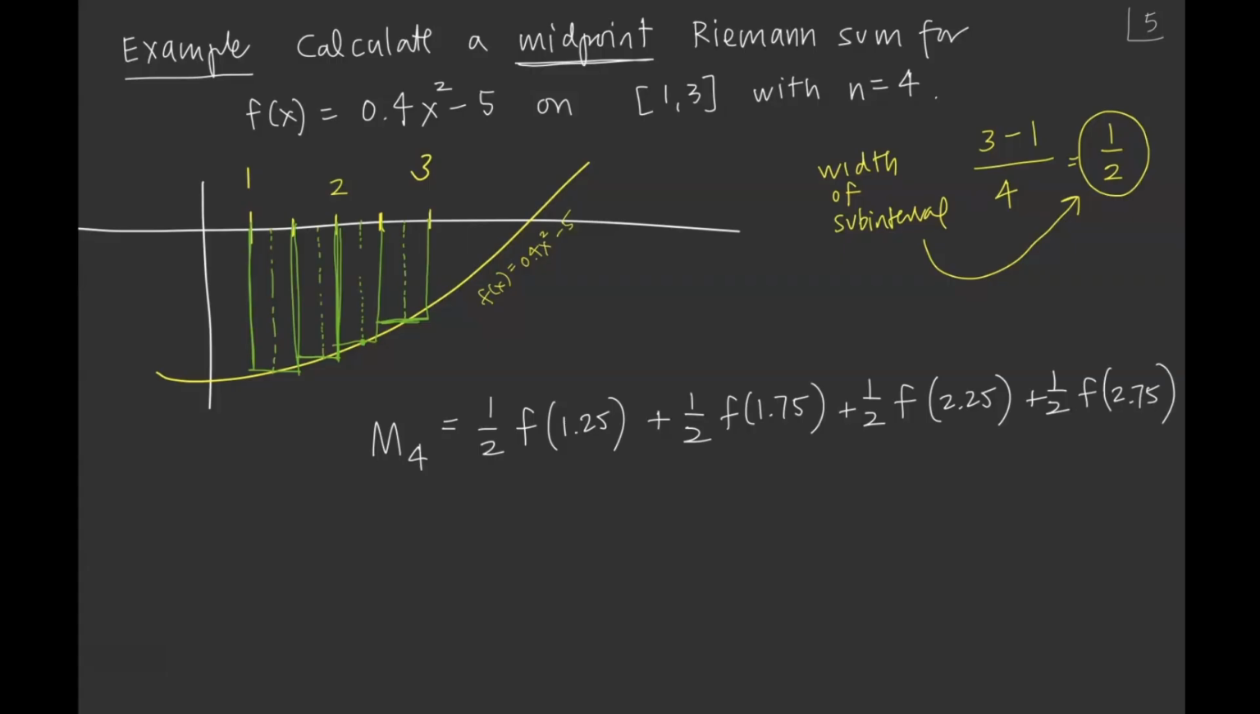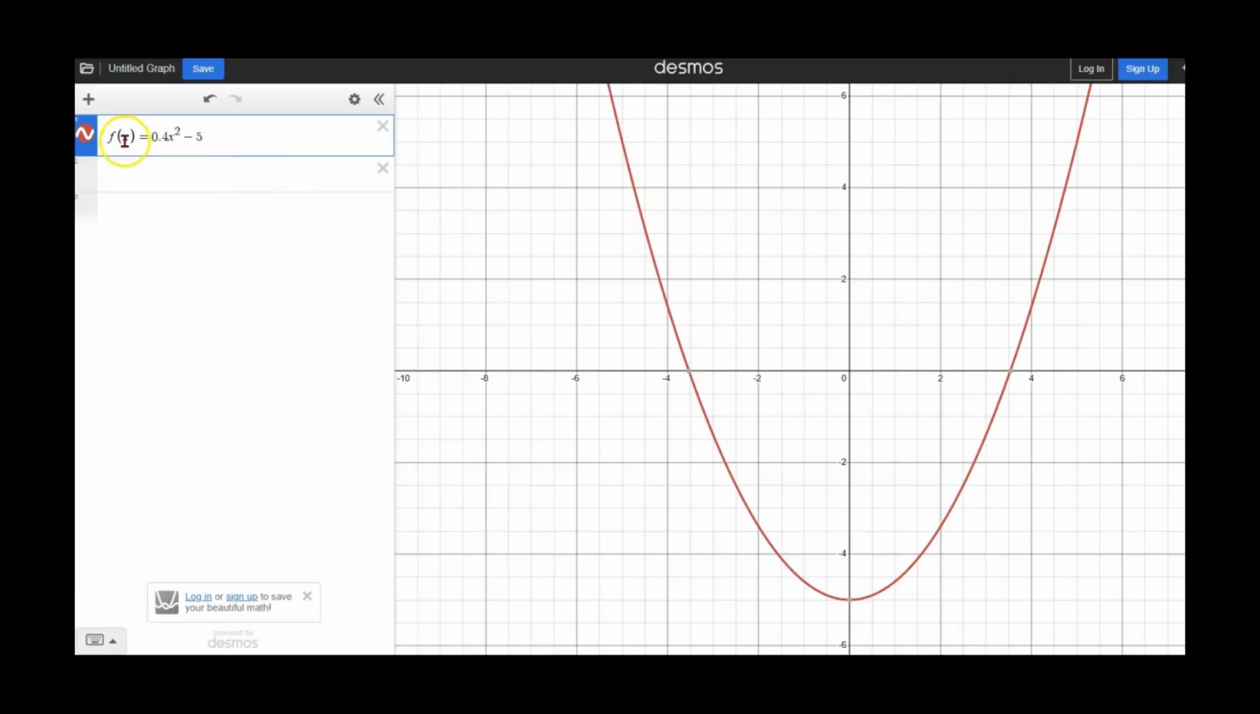These are all numbers that we can find. Each of these terms has a 1/2, so it will be faster just to pull that out and then evaluate the function at each point, and we'll go to Desmos to find that out. So here's our function, 0.4x squared minus 5. I'm going to restrict it to from 1 to 3, just to see that part. It's a little steeper than I have it drawn, but we're interested in the area between this curve and the x-axis.